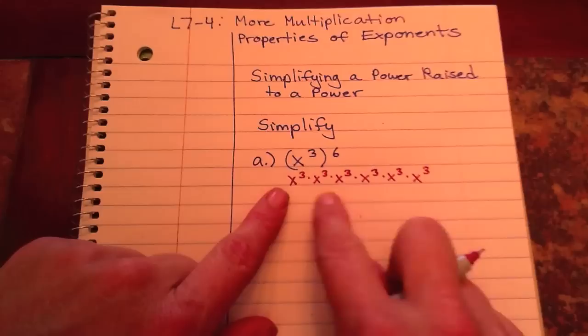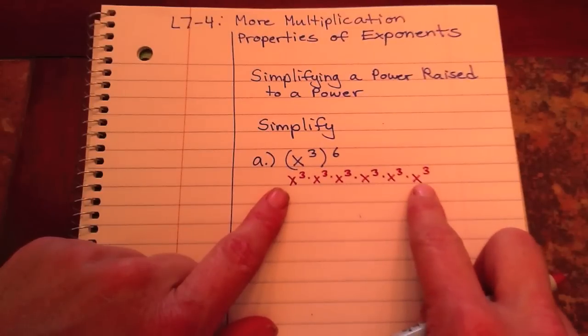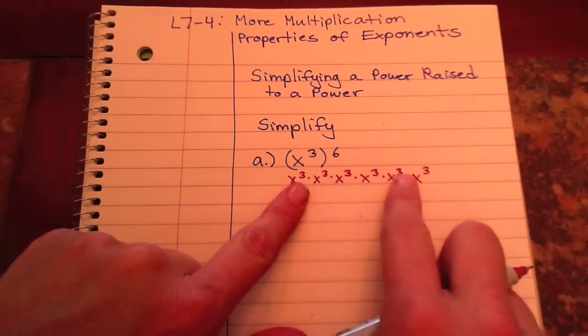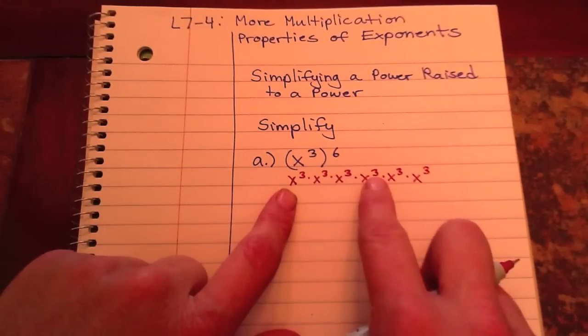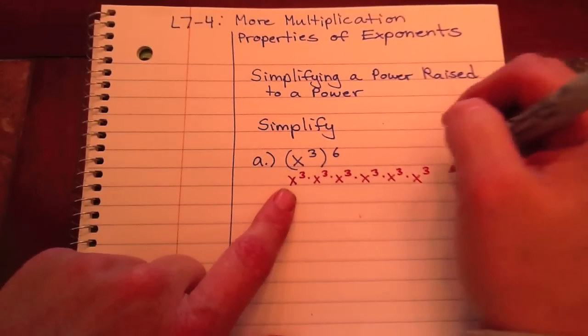Now I have like bases. I'm at my rule from yesterday. I have all these x's multiplying. I have all these exponents with them. I can add up my exponents. 3, 6, 9, 12, 15, 18.